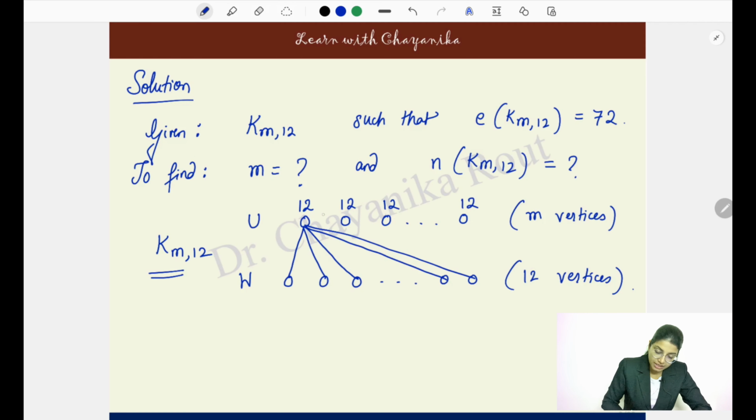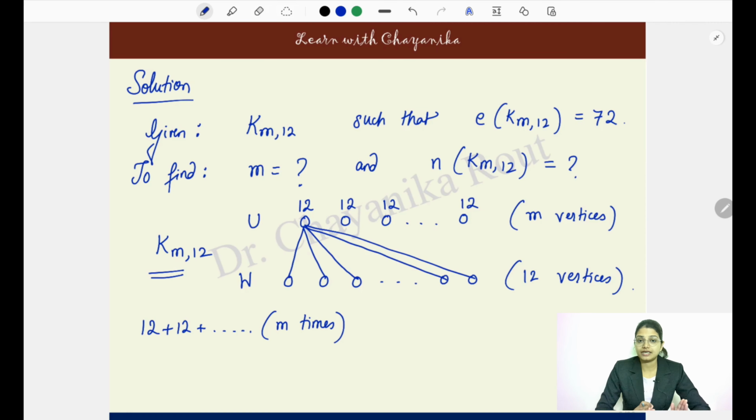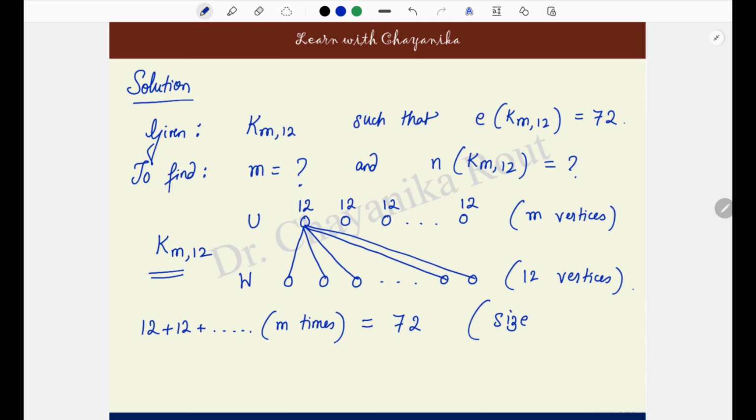So summing up all the degrees of all the vertices in the partite set U, I am getting 12 plus 12 plus 12. How many times? Since there are m vertices, this sum goes for m times. So I am getting 12 plus 12 plus 12 up to m times. That is what will determine the size of this complete bipartite graph. Now by the given problem, the size is provided to me as 72. So this is nothing but equal to 72. This is how I have determined the size of the complete bipartite graph.